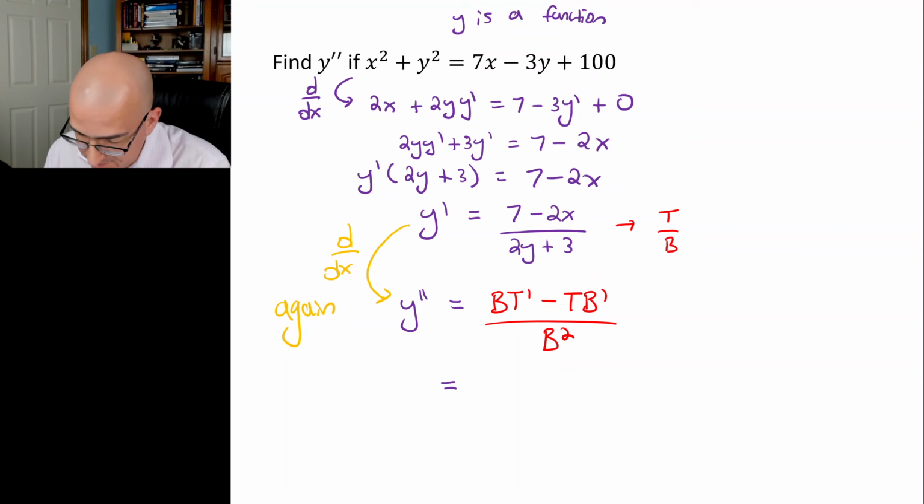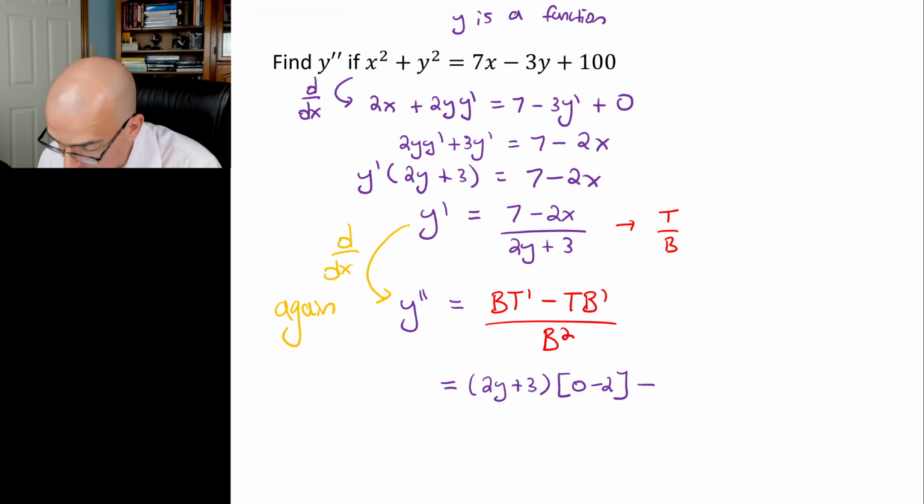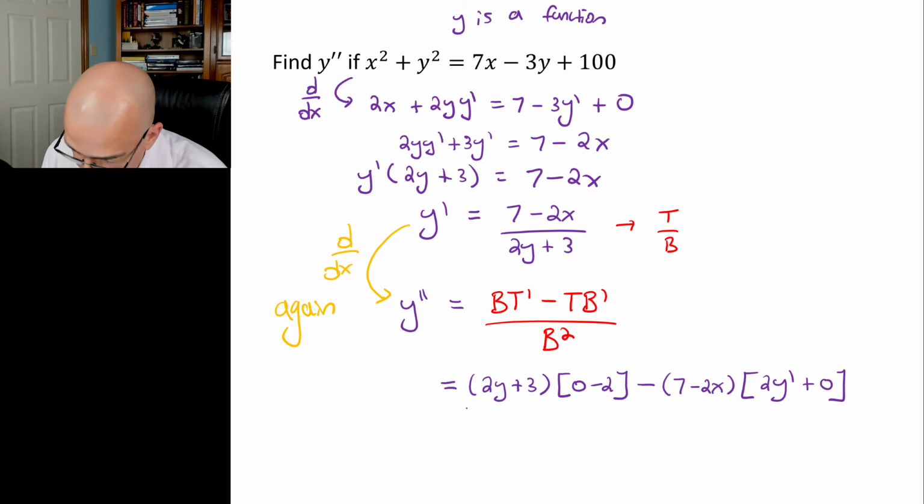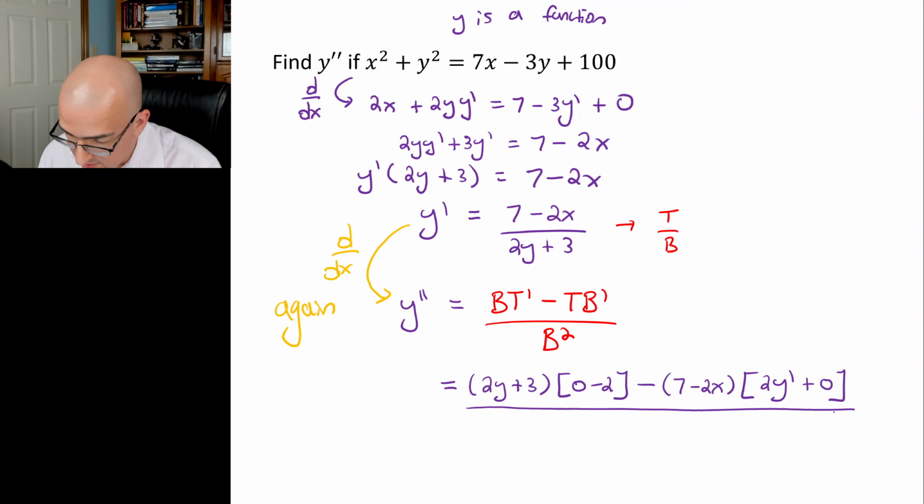So the bottom function, 2y plus 3 times t prime, 0 minus 2, minus t, the top function is 7 minus 2x, and then the derivative of the bottom. What's the derivative of 2y? It's not 2, it's 2y prime. And the derivative of 3 is 0, since 3 is a constant. And then all divided by the bottom squared, so 2y plus 3 all squared.